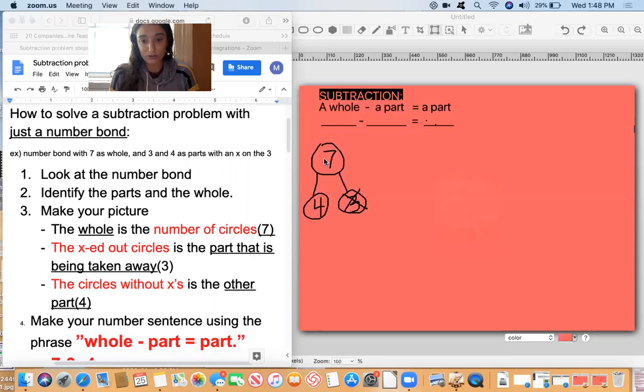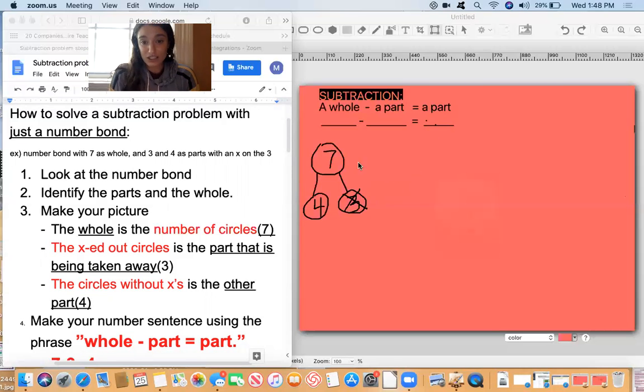So let's imagine that I was given this number bond. 7 is my whole, and 4 and 3 are my parts. Now this 3 has an X on it. We know from looking right up here that subtraction is a whole minus a part equals a part. Can you do it with me? A whole minus a part equals a part. And we know that when something is being taken away, when it's being subtracted, we X it out.